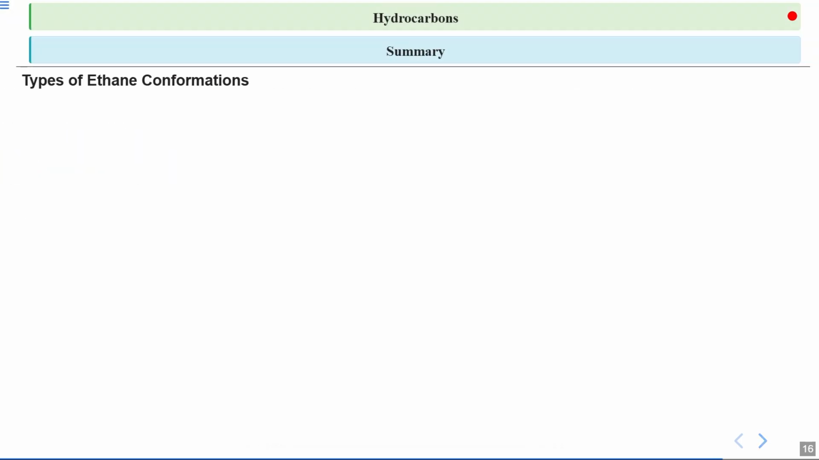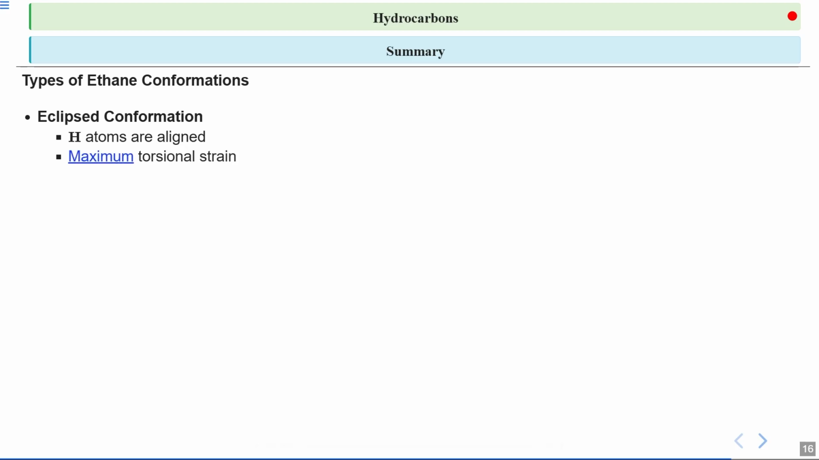Now moving on to the types of conformation. We have talked about the types of conformations in terms of ethane. The first one was the eclipsed conformation. This is one of the ways an ethane molecule can arrange itself. In the eclipsed conformation, the hydrogen atoms are aligned with each other. This means they are directly in a line when viewed along the carbon atoms.